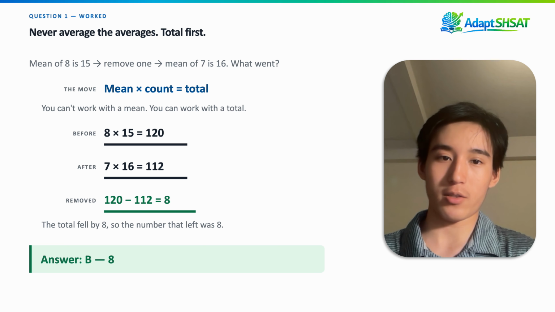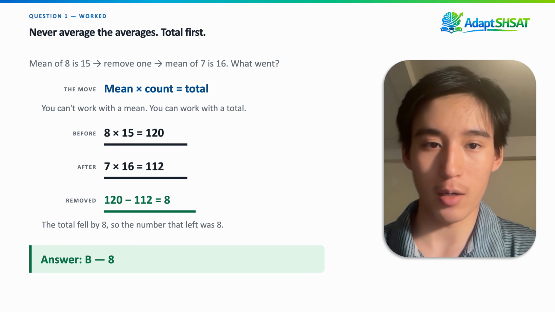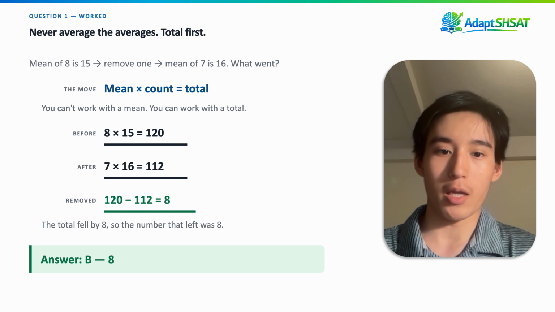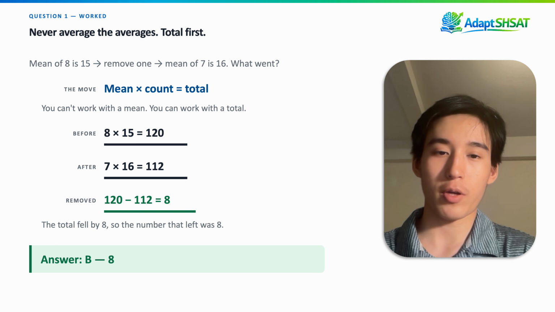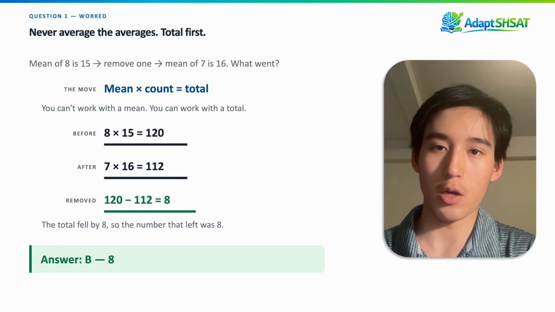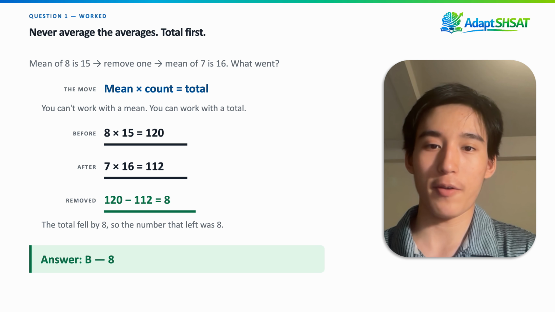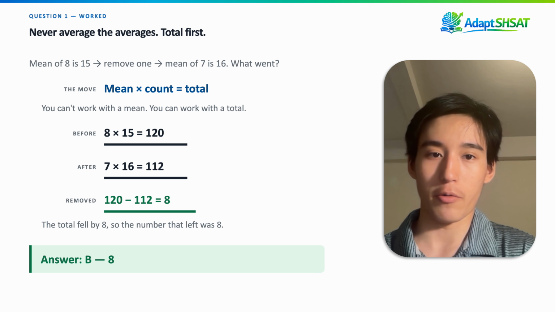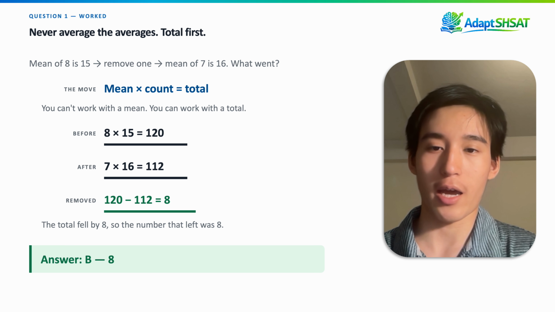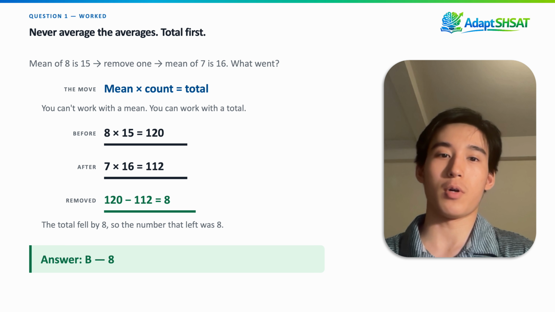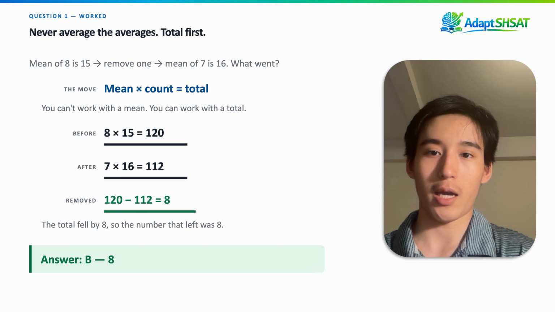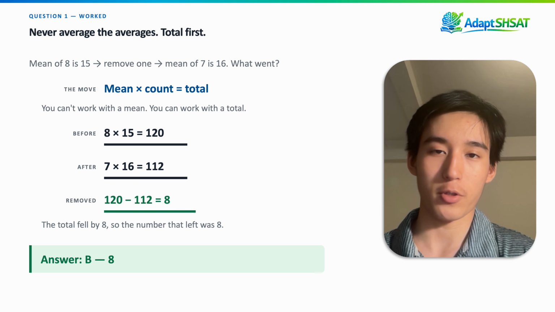Now, did you think the answer had to be a big number because the average went up? A lot of people do, but this is what actually happened. The average went up because you removed a number that was below the old average. Because 15 was the average and 8 is below that, taking it out actually drags the average up. So the smaller number leaving pulls the average up, and that's worth sitting with for a second.